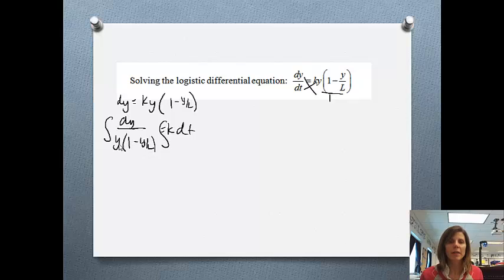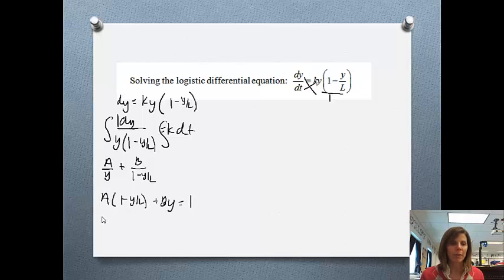On the left side to take the integral, I do notice that I have a product of factors on the bottom, so I'm actually going to be using partial fractions. So I'm going to get A over y plus B over 1 minus y over L. And then from here, if I get a common denominator, it will be A times 1 minus y over L plus B times y. Those would be the numerators, and then I know that the numerator is going to have to equal the numerator up there, which is 1.